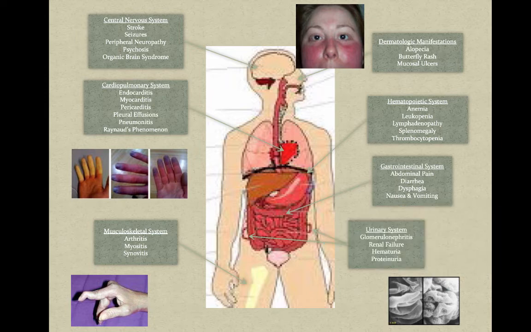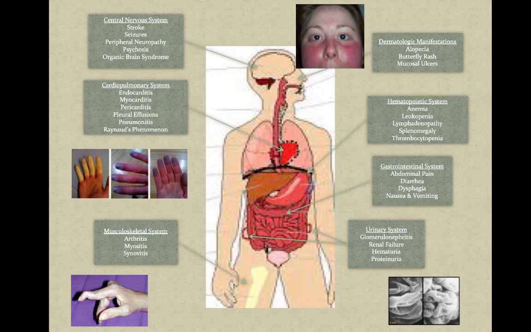In the central nervous system, generalized seizures can occur. That's usually the most common manifestation of central nervous system lupus, as immune complexes are deposited in brain tissue. Disordered thought process, disorientation, memory deficits, psychosis, signs and symptoms of depression. Those are all things that can occur in patients with lupus.